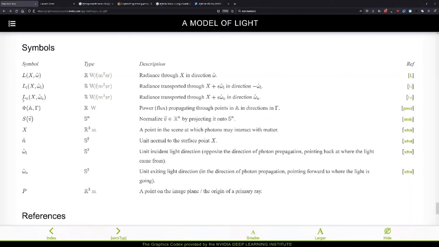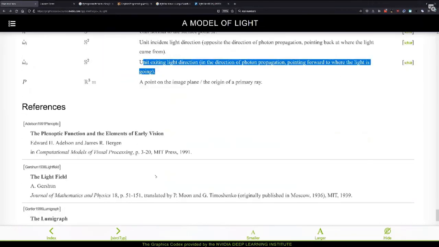Oh. Okay, so here they're different omegas. It's the same point but in different directions. And then the flux, the power propagating through points in A directions. Can't remember what upside down L is. The Greek letter. Lambda? No, it's not lambda. I think it's gamma. Really? Okay. Well, I'll take your word for it. And then we just have the basic points. Unit vectors, unit incident on light. Okay. And then we have the references.